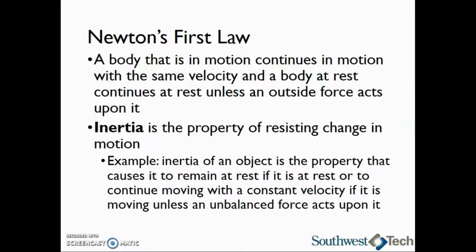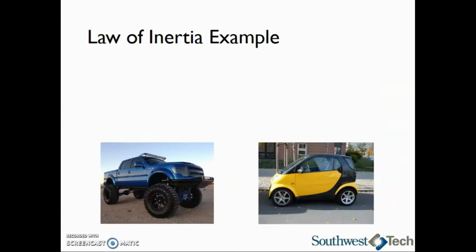Inertia is the property of resisting a change in motion. For example, the inertia of an object is the property that causes the object to remain at rest if it is originally at rest, or to continue moving with a constant velocity if it is originally moving, unless an unbalanced force acts on it. When I say an unbalanced force, I mean that there is some net force acting on the object, or the net force is anything but zero.